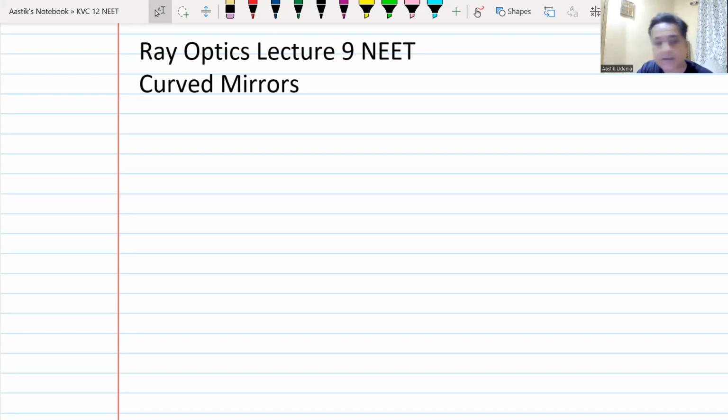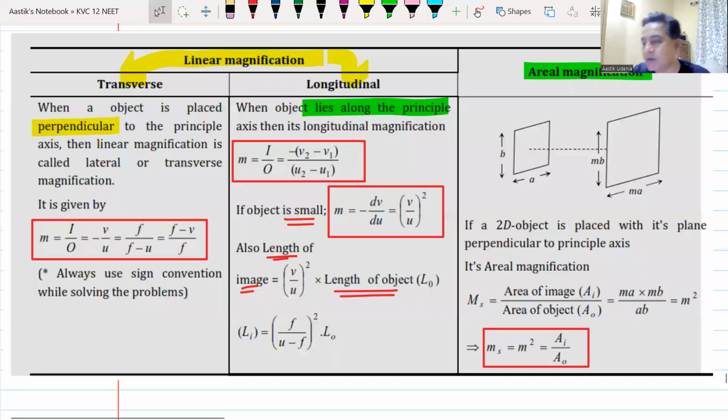Yes, sir. In the previous class, we had discussed points about magnification. We had seen two types of linear magnification: transverse, when the object is placed perpendicular, and longitudinal, when the object is placed along the principal axis. Then we had seen something known as aerial magnification or magnification in area, where the object is two-dimensional and we will have a magnified area. Do we recollect this?